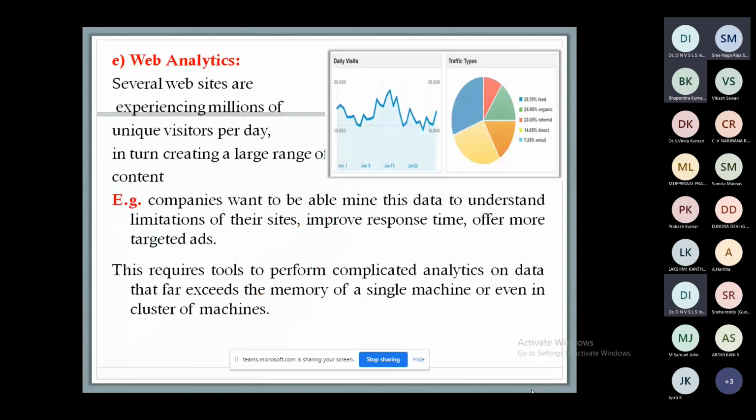Web analytics. Several websites are experiencing millions of unique visitors per day, in turn creating a large range of content. See, suppose I am a new customer for Amazon, or for Flipkart, it will give some recommendations to me. Suppose I am a new person to Amazon, it will give recommendations based upon my preferences and previous website visits, right? So this is called web analytics. This is one of the areas of big data.